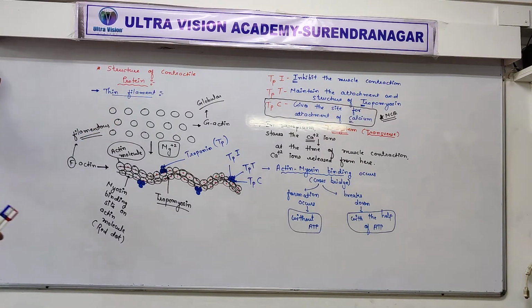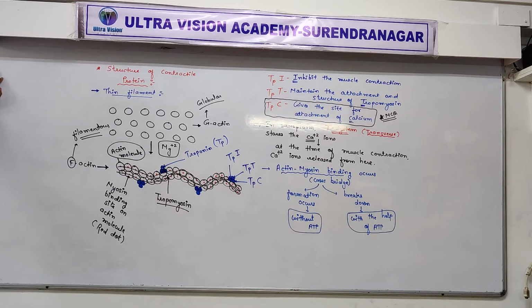Actin and myosin binding formation occurs without ATP, and cross bridge breakdown occurs in the presence of ATP. So these two are very important points.